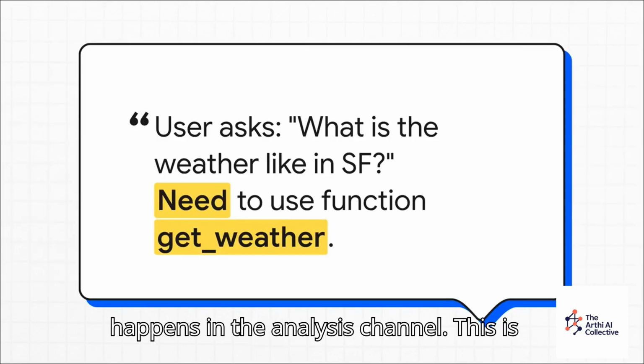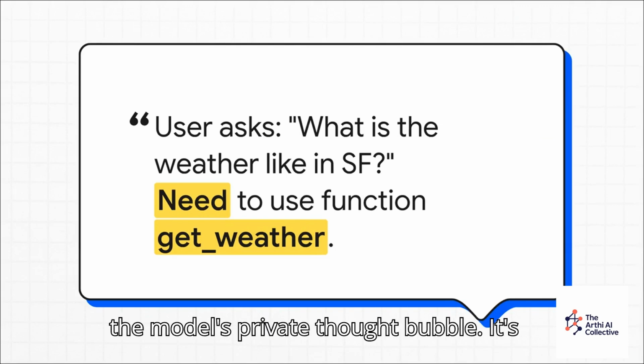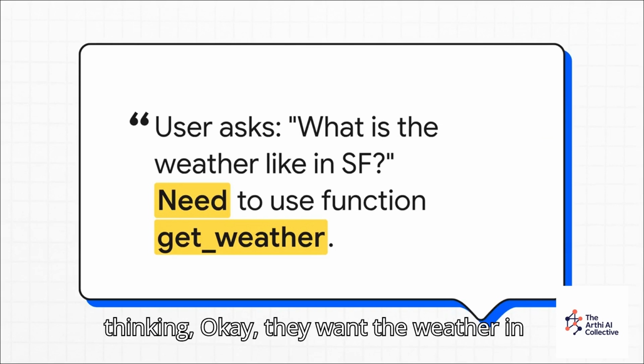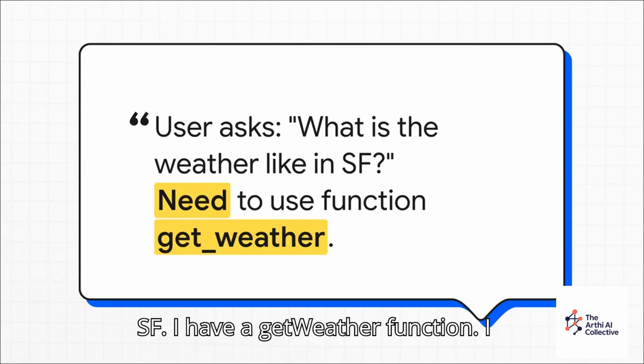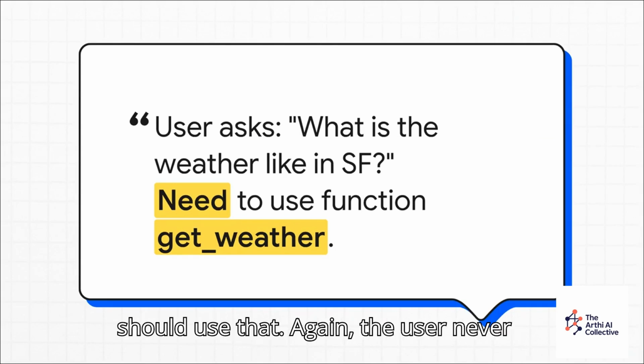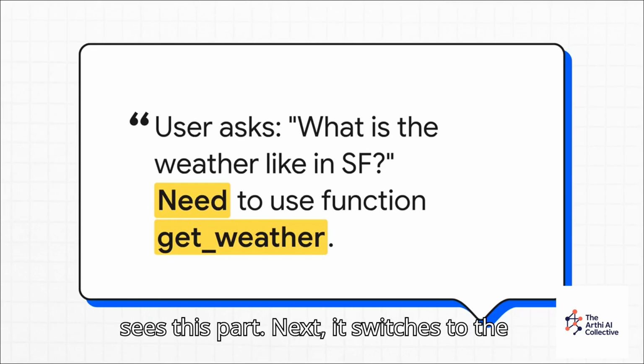Okay, so step one happens in the analysis channel. This is the model's private thought bubble. It's looking at the user's question and thinking, "Okay, they want the weather in SF. I have a getWeather function. I should use that." Again, the user never sees this part.